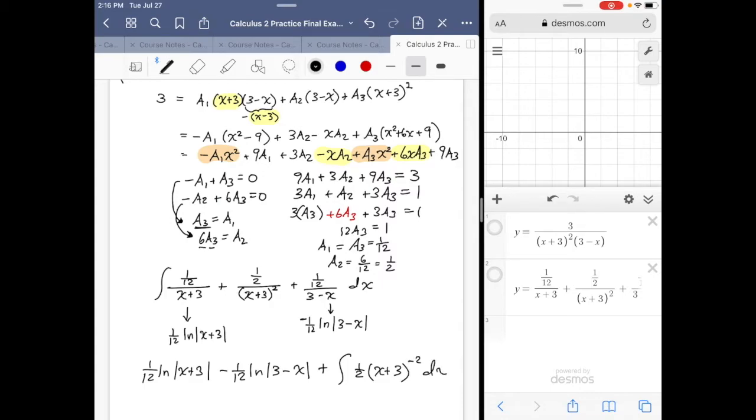to the -2 dx. All right, for this one, I'm going to increase the exponent by 1, divide by the new exponent. The inner function here has a derivative equal to 1, so it's not going to impact anything. So increase the exponent by 1, divide by the new exponent, we're going to have negative 1/2 x plus 3 to the negative first plus c. Everything else will stay put.